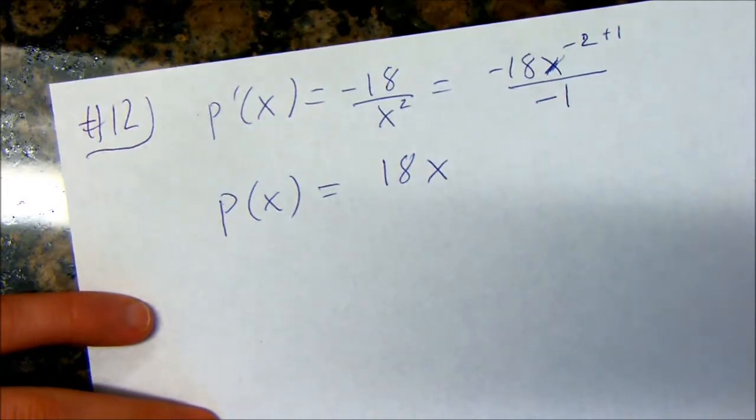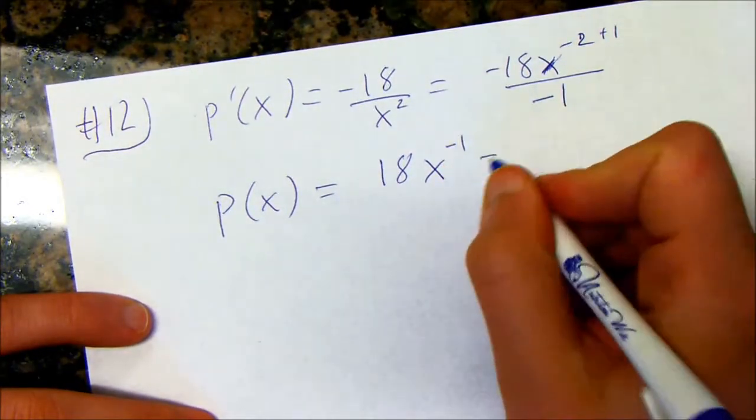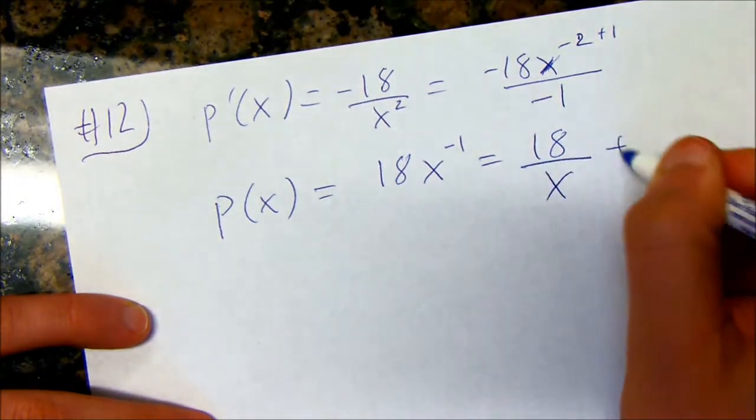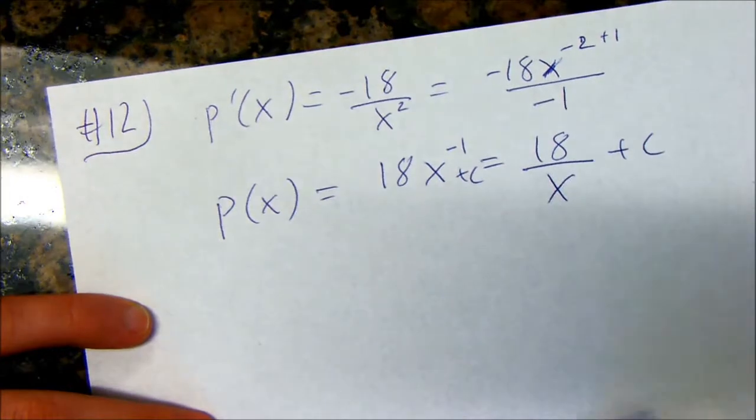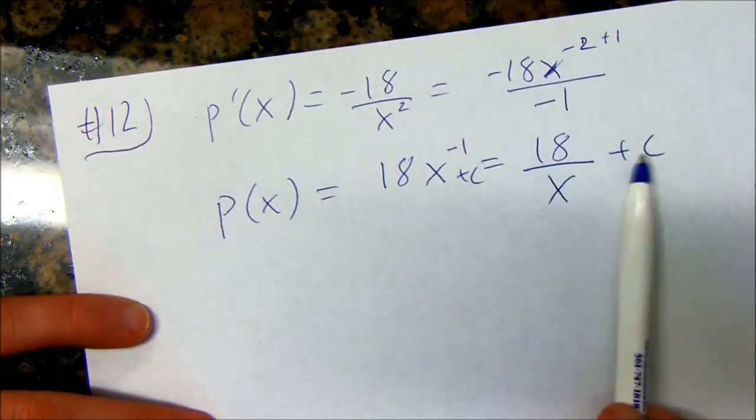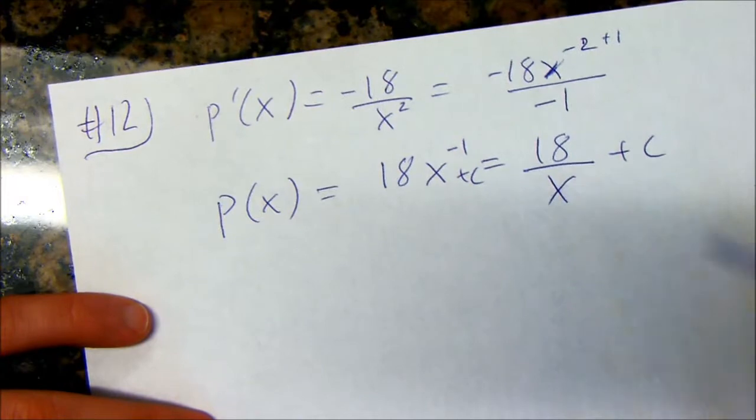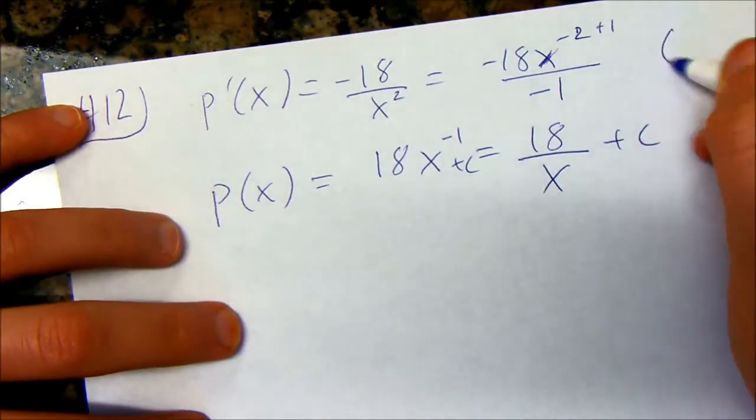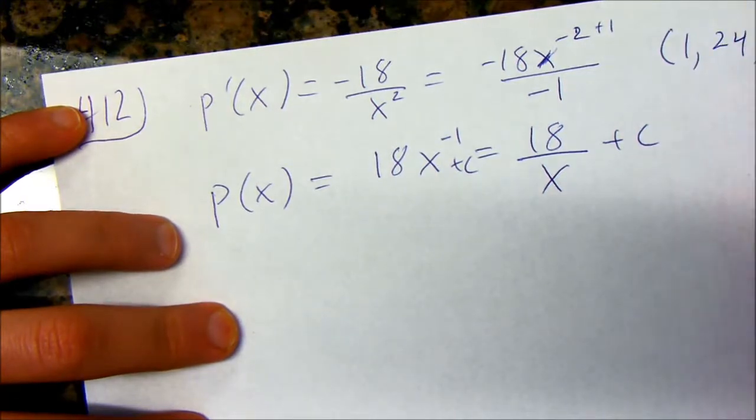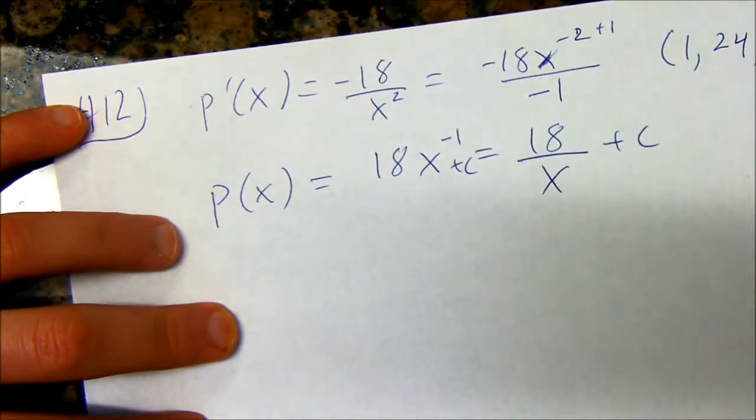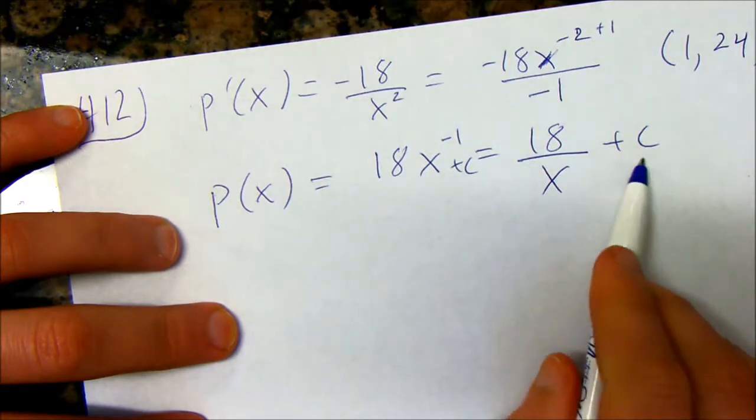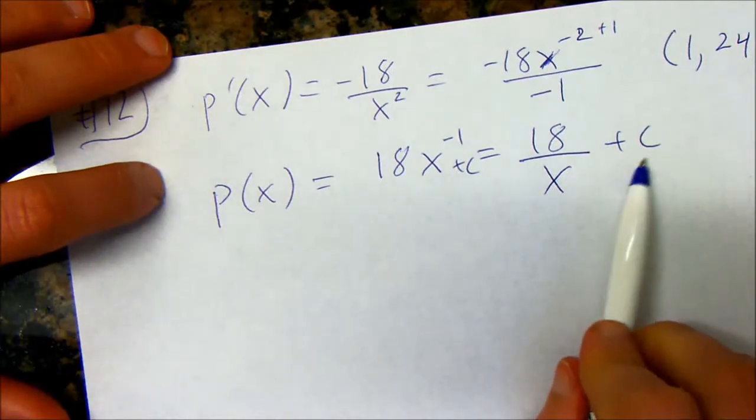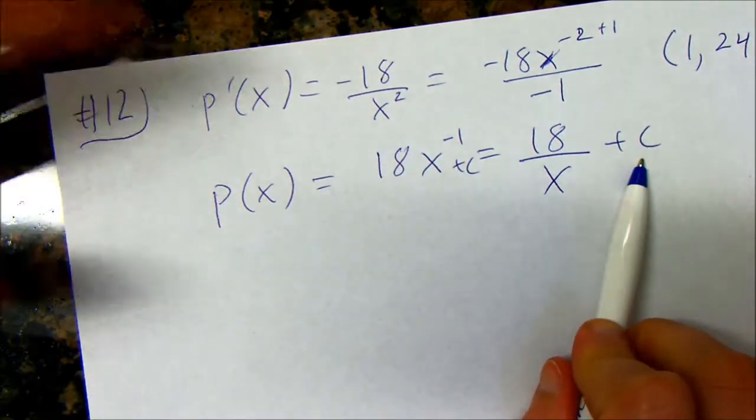Simple. I'm sorry, 18x to the negative 1, which is 18 over x. But I have to remember there's a plus c there, because as long as this is just a number, it will work with this term. But now they give me specifically a point that the curve must pass through. So what that point does is it fixes this constant to something specific. It means I can't just say it's anything that'll work. It has to be a specific c, like 7 or 12 or something.